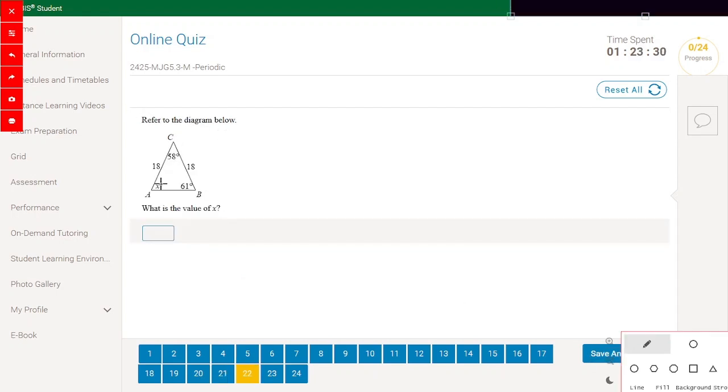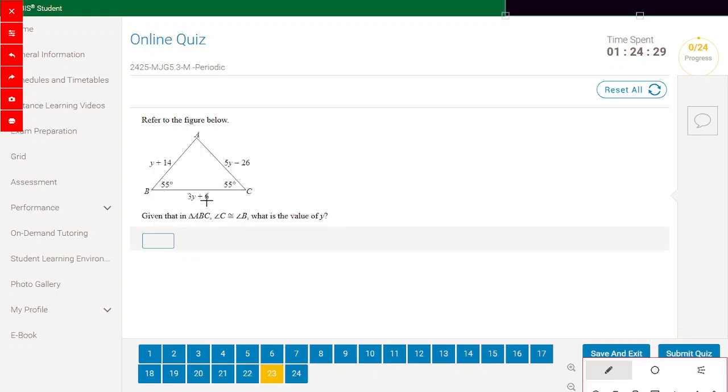Refer to the diagram below. We have this diagram. What is the value of x? Okay, we see here CB equals CA. It's 18, 18, that means it is isosceles. That means angle B will be equal to angle A. So the answer of x is 61.